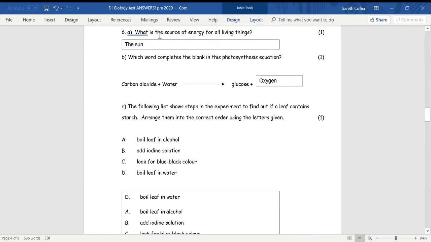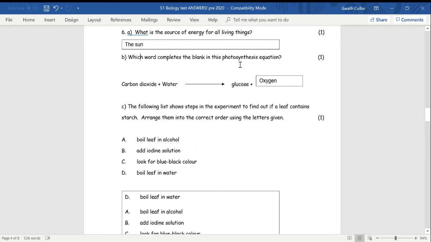So number 6, the source of all energy for living things, it comes from the sun. So even a wolf that eats a rabbit, the rabbit eats grass, and the grass gets energy from the sun. So when you come right back down to it, everything gets its energy in the end from the sun.